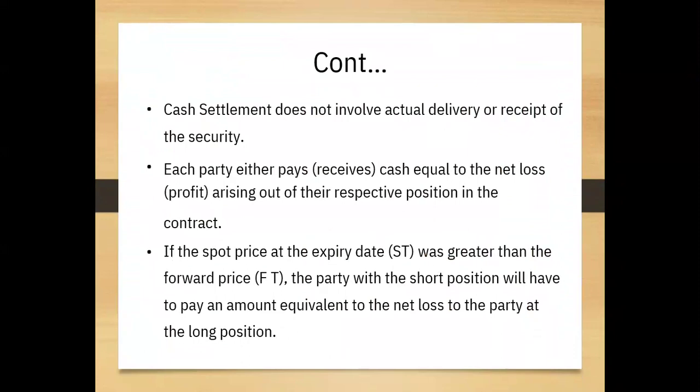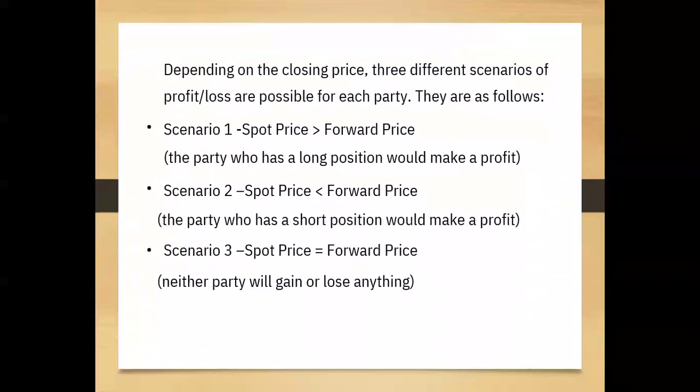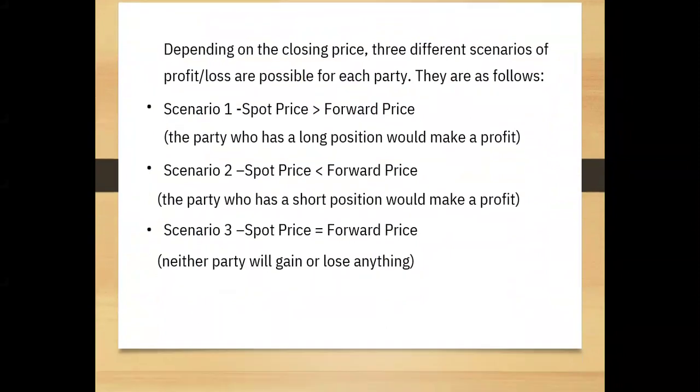If the spot price at the expiry date was greater than the forward price, the party with the short position will have to pay an amount equivalent to the net loss to the party with the long position. Depending on the closing price, there are three different scenarios. First, if the spot price is greater than the forward price, the party who has the long position would make a profit. If the spot price is less than the forward price, the party who has the short position would make the profit. If it is equal, neither party will gain or lose anything.